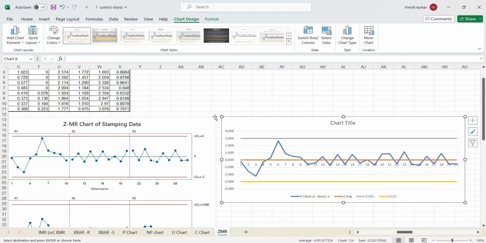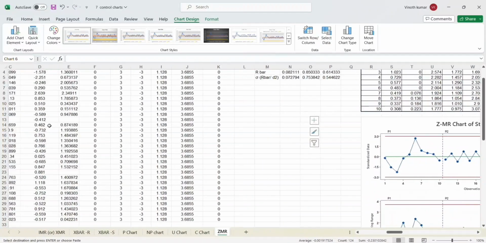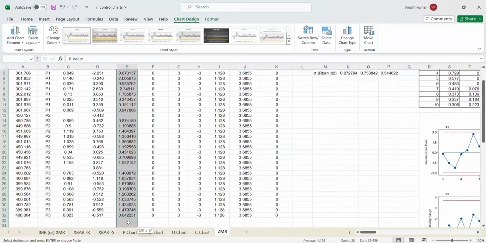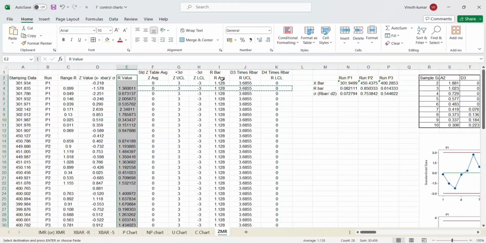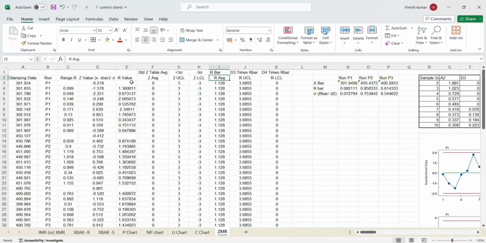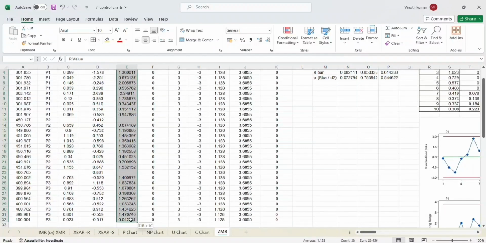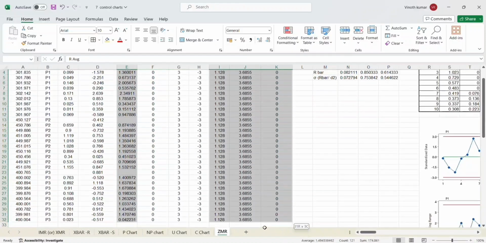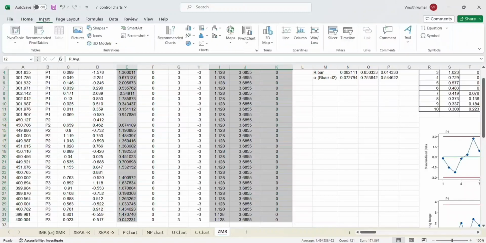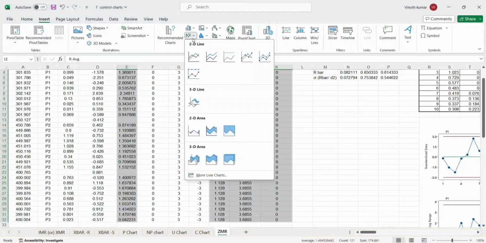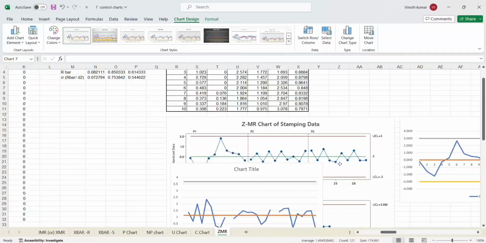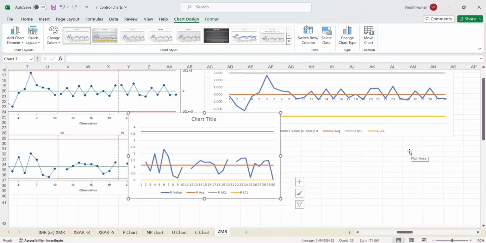Okay, that's one. The second thing is the R chart. So I can select the R value, and I can select these values. Then I can click on insert graph. Thus I'll be able to get the corresponding R chart also. Let me paste it here so it becomes easy for us to compare the charts.